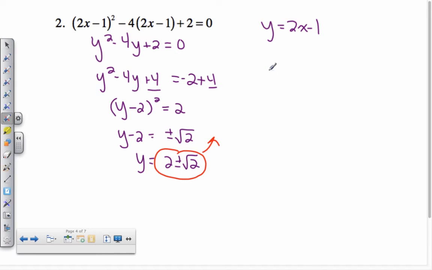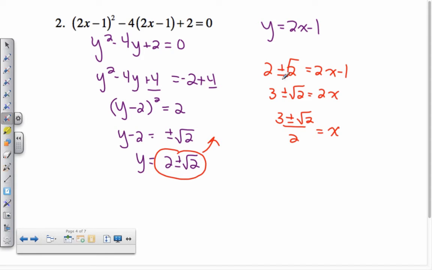And so we get 2 plus or minus root 2 equals 2x minus 1. Add the 1. You're going to get 3 plus or minus root 2 is equal to 2x, and divide by 2. So you get 3 plus or minus root 2 over 2 is equal to x.